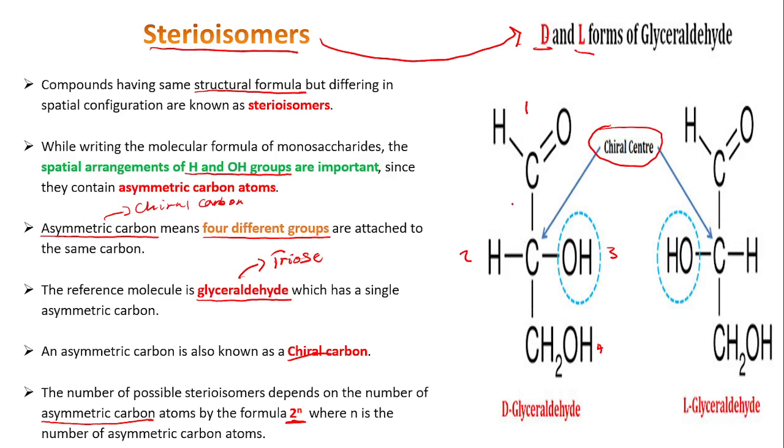Now, with that in mind, this chiral carbon will lead to the formation of two types of isomers, a D and an L isomer. In this case, this is known as D-glyceraldehyde, and this other one is known as L-glyceraldehyde. We are going to look at why it is called D and why it is called L in a later part.